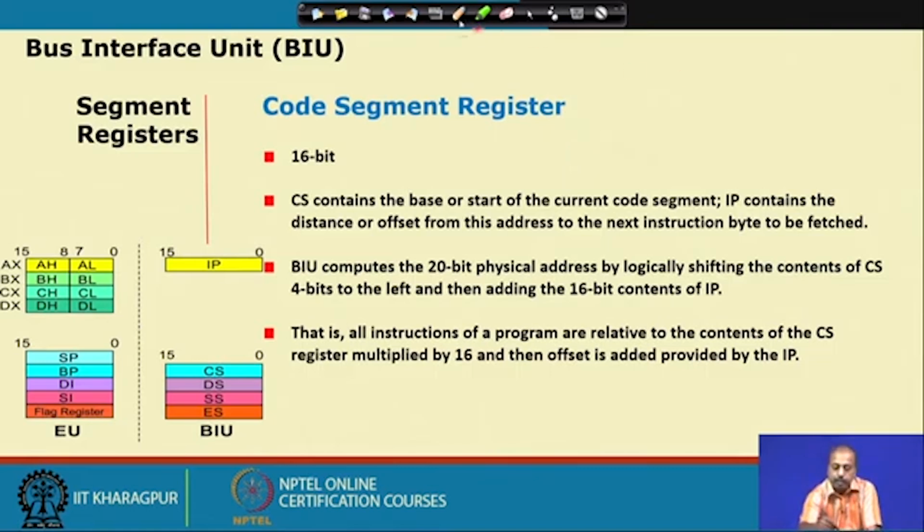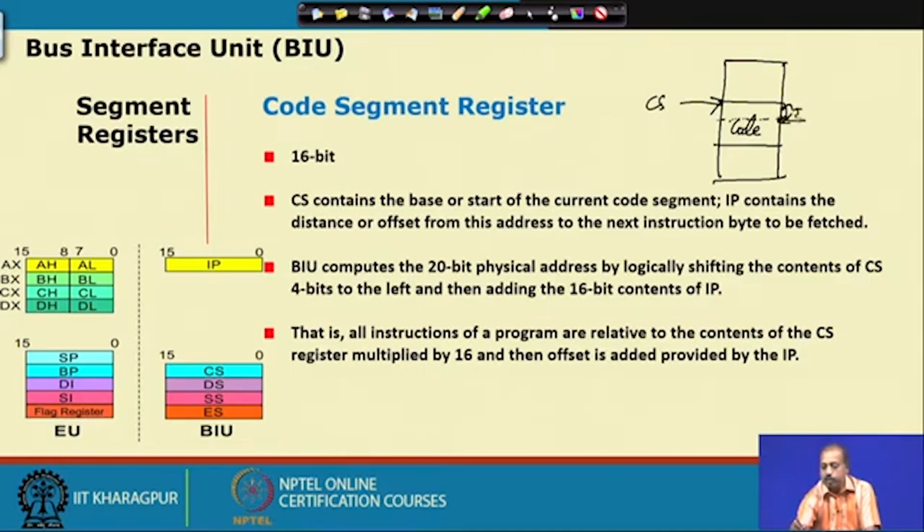If this is my memory, and in that memory my code segment is somewhere here, this is the code part. The CS register will point to the beginning of this segment, and within that at some point of time, if I am at this statement, this distance from the beginning of the segment is contained in the IP register. After this access is over, the IP will be updated, so that the IP register will point to the next instruction, that way.